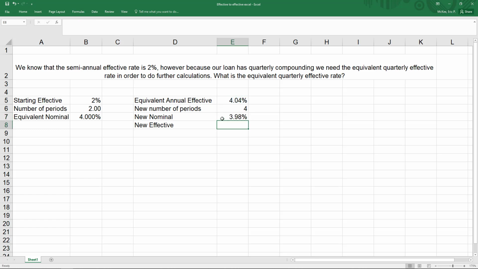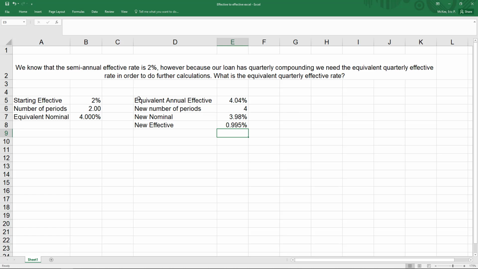3.98% is my APR compounded quarterly, and since I need the quarterly effective rate, all you need to do is take the nominal rate and divide by the number of periods, which is E6, and I get 0.995% as my quarterly effective rate. So we've gone through this long process, but we now have our answer. Our interest rate we need to use for our loan is the 0.995%.